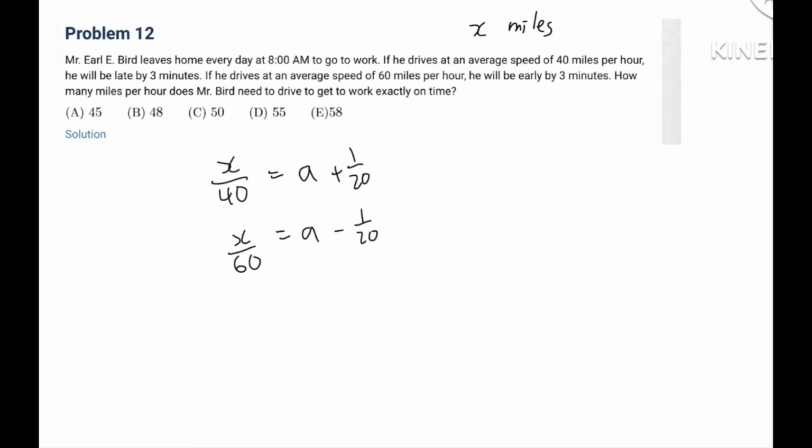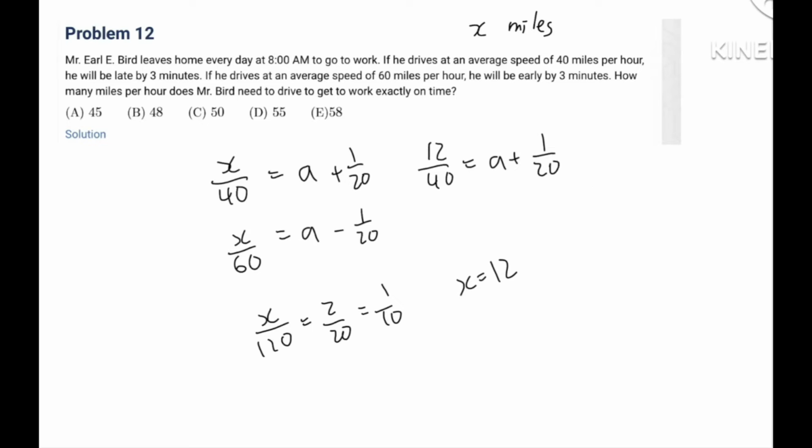So if you subtract these two, then we would get x over 120, 3 minus 2, this equals 2 over 20. So 2 over 20, this is 1 over 10, so x equals 12. So there's 12 miles to get to work, and then we need to get to know the a. And so 12 over 40 equals a plus 1 over 20. And 12 over 40, this would be the same as 6 over 20, right? So a would be 5 over 20. So a would be 1 over 4.